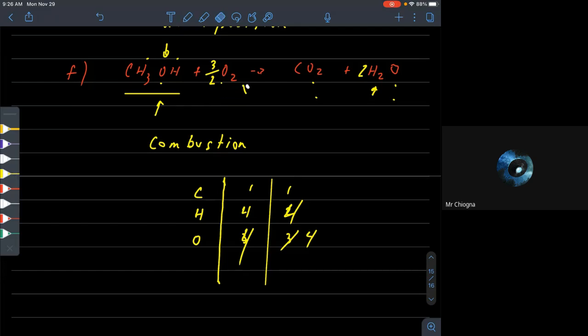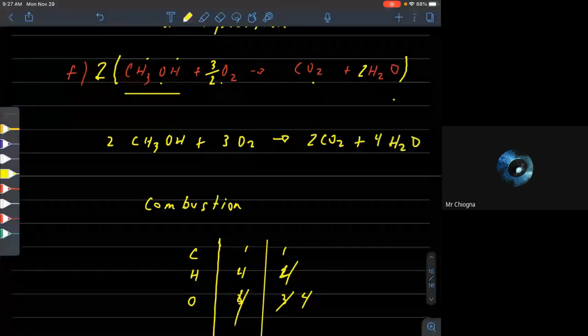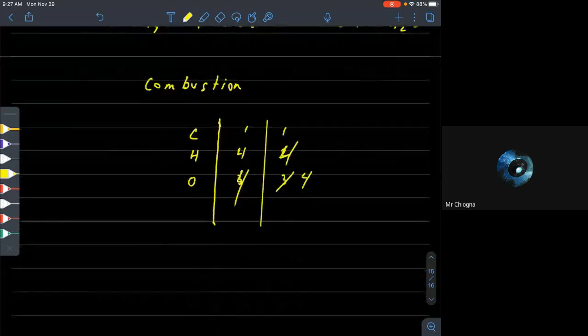What's wrong with it? What's wrong with the 3/2? It's a fraction, so what do I have to do? Very good. Multiply by 2. I can cheat. Put that down there. I get 2 CH3OH plus 2 times 3/2 is just 3 O2. Produces 2 CO2 plus 4 H2O. Okay? And yes, it's a combustion.